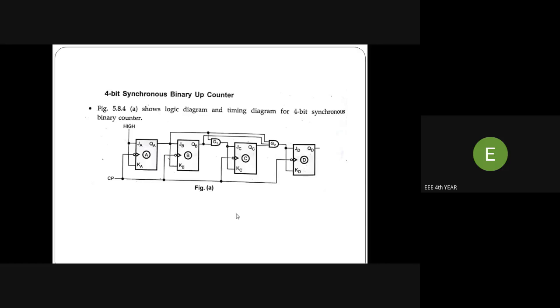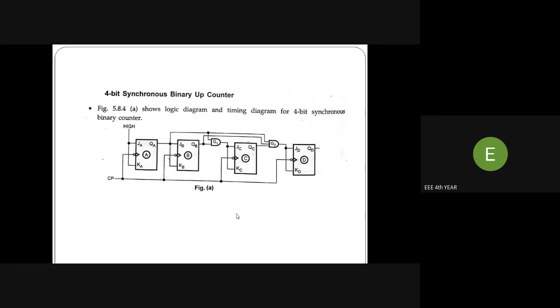This slide shows a 4-bit synchronous binary up counter. The figure shows the binary up counter of a 4-bit synchronous counter. So see what an up counter is: QA output is given to JB, KB. QB output is given to JC, KC. QC output is given to JD, KD. Like that, the up counter is drawn here. What is a synchronous counter? A synchronous counter means all the flip-flops are clocked by a single clock pulse simultaneously. That is called a synchronous counter.